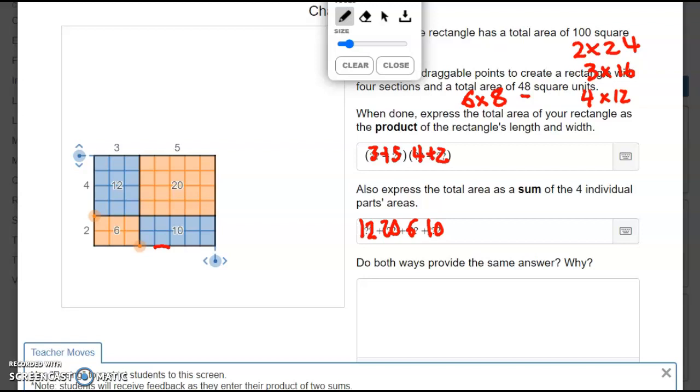Okay, so do both ways provide the same answer? Yes. Why? Because we are really dealing with the same area. It's the same rectangle. The area is going to be the same whether I am calculating as the total width times total length, or if I break it up into 4 little different rectangles which add up together. Okay, so let's move on to the next card.